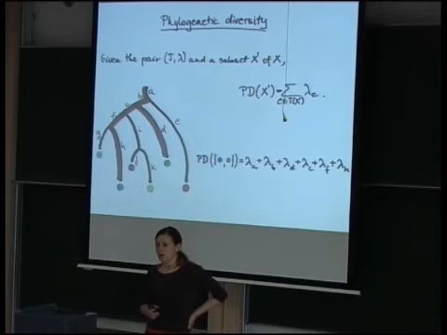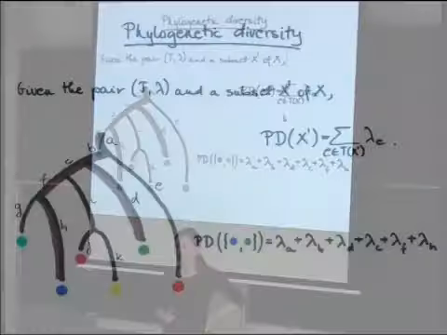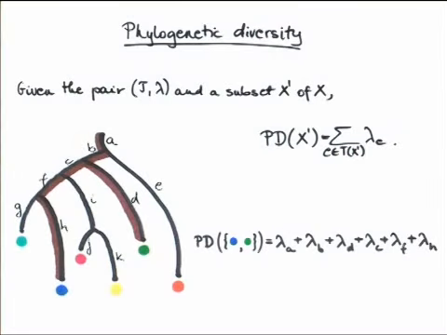If we consider now a subset X prime of X, then the phylogenetic diversity, or briefly the PD score of that subset, is the sum of the lengths of the edges of the minimal subtree that connects this subset and the root vertex. The figure shows the situation where this subset consists of two species, the blue and the green one, and the PD score of that subset is the sum of the lengths lambda A, lambda B, lambda D, and so on, because these are the lengths of the edges of the minimal subtree connecting the blue and the green species and the root vertex.